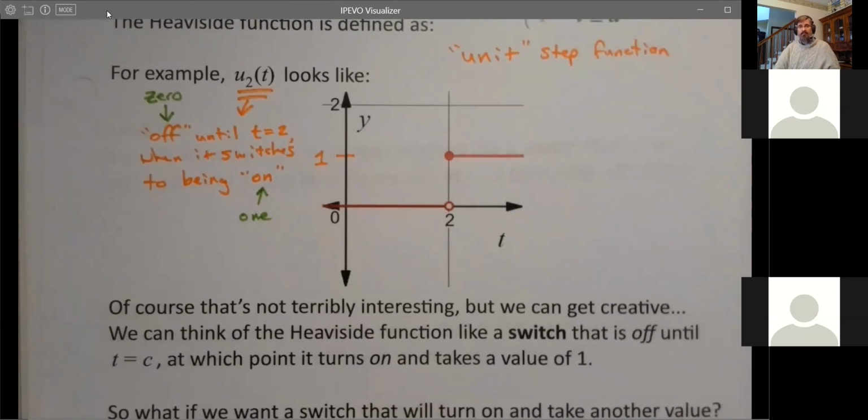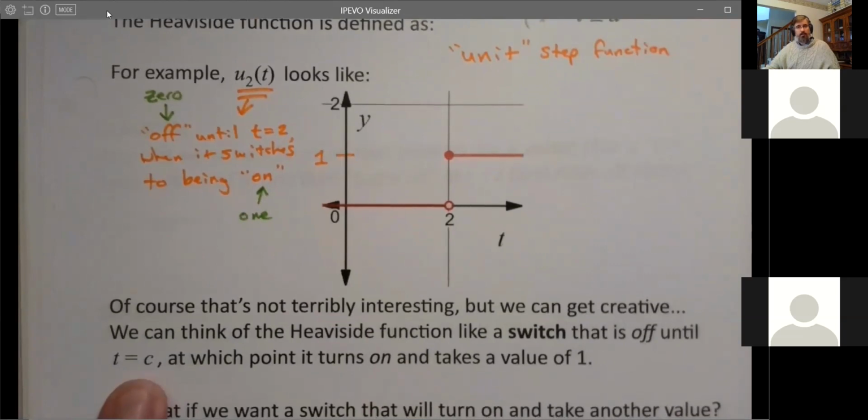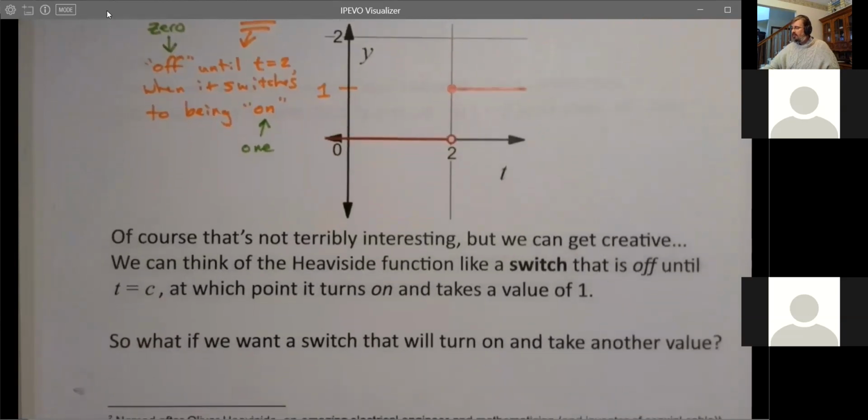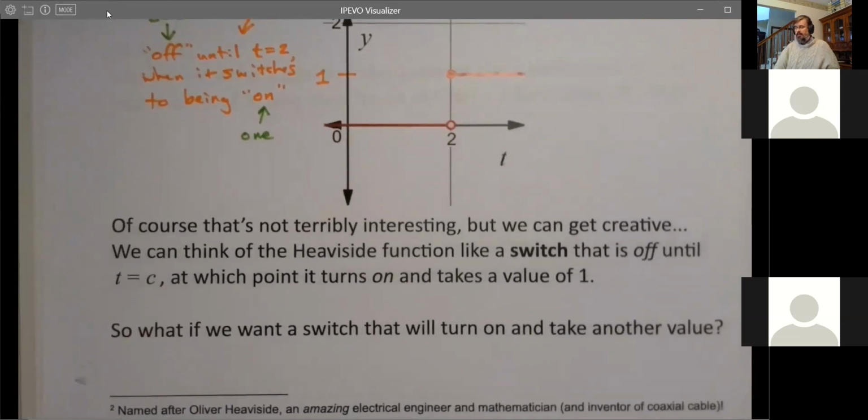You can think of the step function like it's a switch. You can turn it off, it starts off, and then it turns on at a certain point of time. So this step function, the unit step function u sub c, is a switch that goes from off to on. So what if we wanted to turn on and off, but take on a different value? What if I wanted to make the step not just be 1 unit up? What if I wanted to make it 2 units up? What could I do to my unit step function?